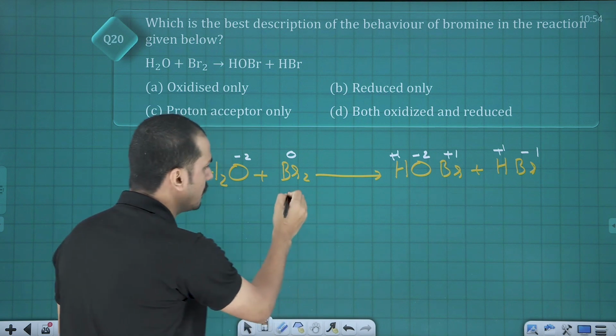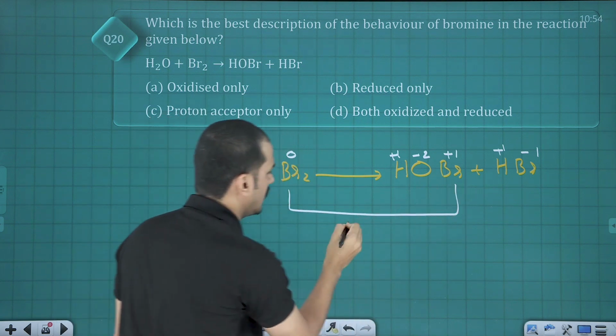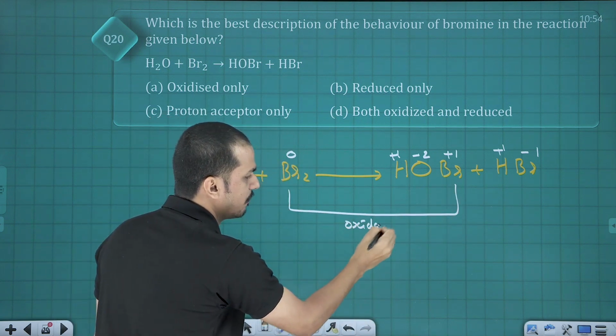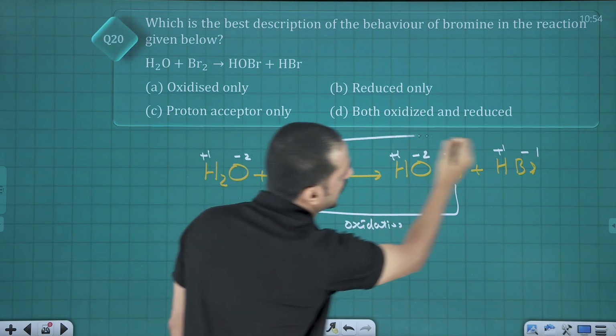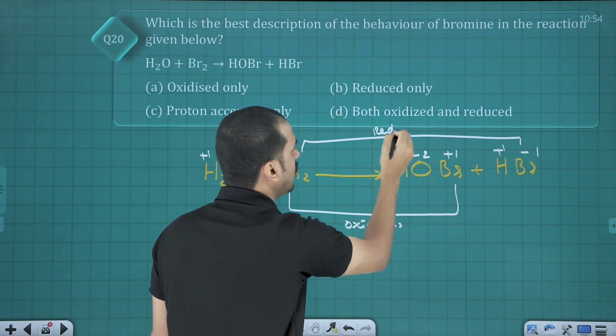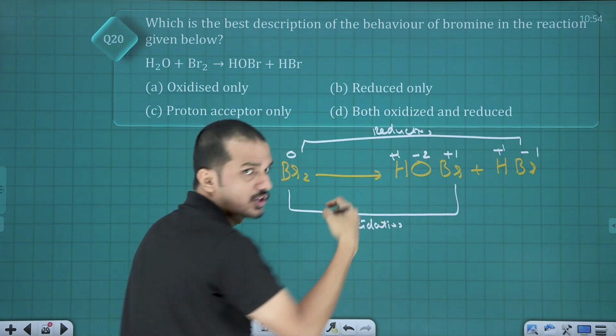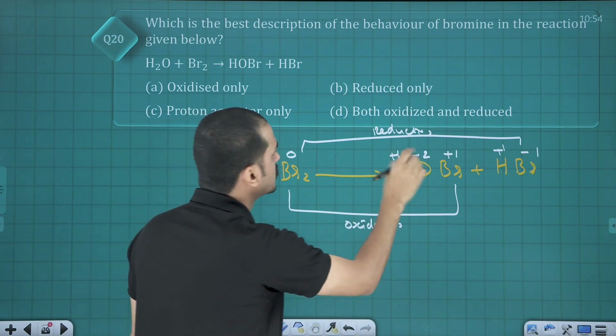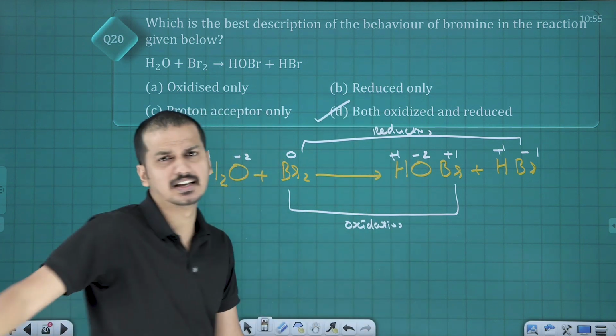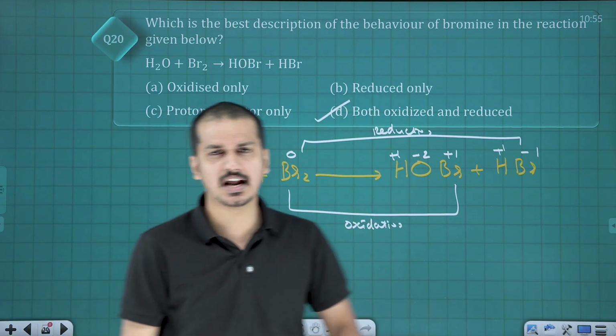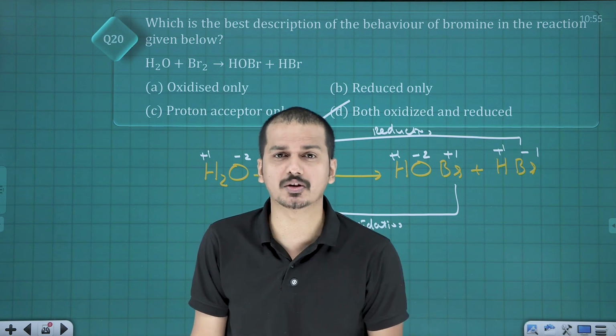So what happened to bromine? Bromine 0 becomes +1. Oxidation. Bromine 0 becomes -1. Reduction. So what happened to bromine? It both oxidized as well as reduced. So what's the answer? Option D. Clear, guys? So now next we have to look at the integer type questions.